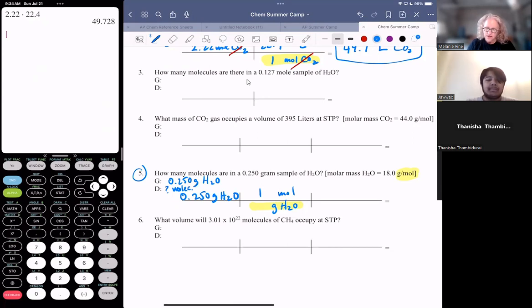18.0. Exactly. They even give it to us, right? 18.0 grams per mole. Now grams cancels out and we're left with moles. So tell me what unit goes down here? Grams again. Really? What are we trying to cancel out? H2O. No. What unit are we trying to cancel out?